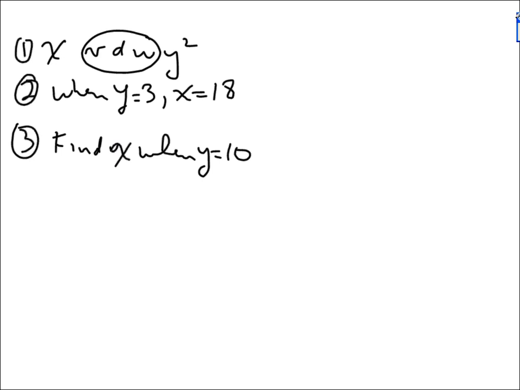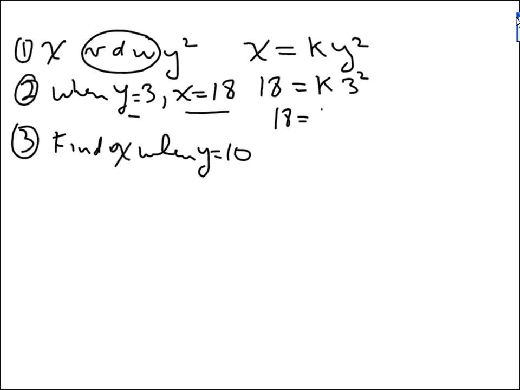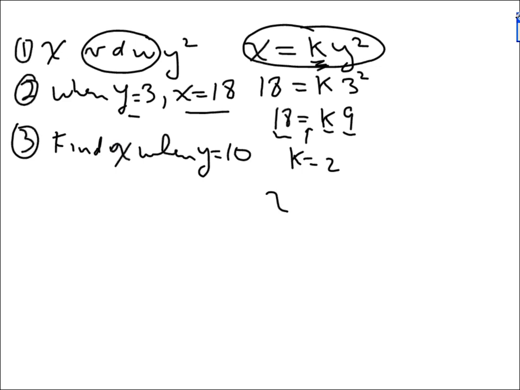This means x is equal to k times y squared. When y is 3, x is 18. So x is 18 and y is 3. But 3 squared is 9. K, some number times 9. 18 is equal to what number times 9? 2. 2 times 9 is 18, so k is 2. And you update it in this equation up here. You plug in 2 for k. So x is equal to 2y squared.